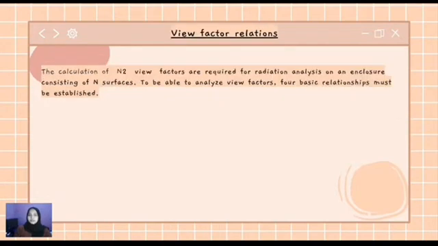Next, view factor relation. The calculation of n squared view factors is required for the radiation analysis of an enclosure consisting of n surfaces. To be able to analyze view factors, four basic relationships must be established.